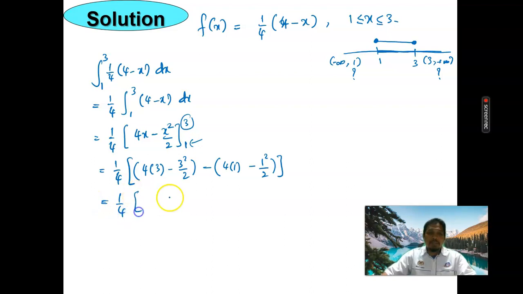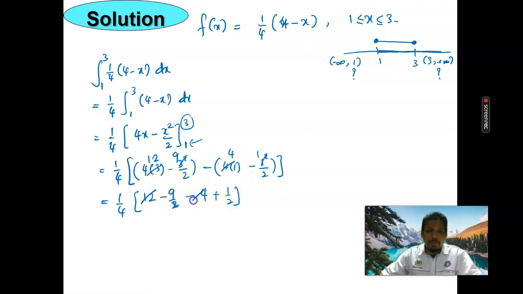1 over 4. Okay, 4 times 3 equal to 12. 3 squared equal to 9. So then 12 minus 9 over 2 minus, okay, 4 times 1 equal to 4 and 1 squared equal to 1. So negative times 4 minus 4, negative times negative, positive 1 over 2. So now 12 minus 4, 12 minus 4 equal to 8. Negative 9 over 2 plus 1 over 2 is negative 8 over 2.